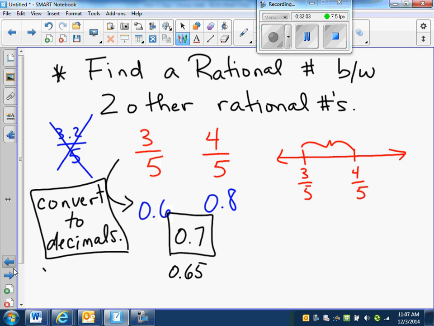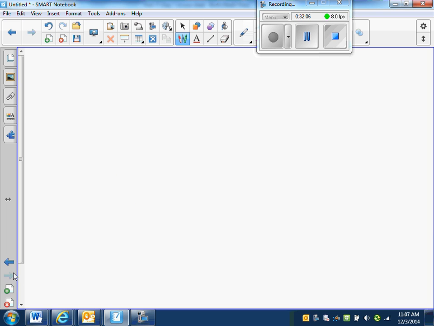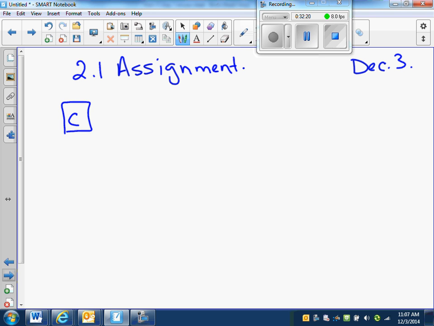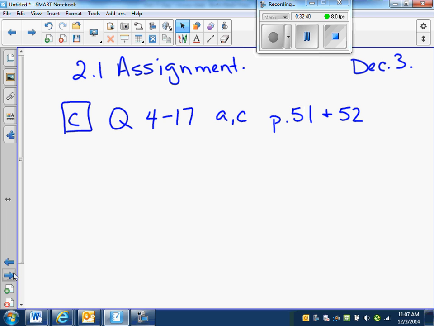The board's kind of choking here a little bit. Okay, so 2.1 assignment. We've got December 3 here. For C, I'd like you to do questions 4 to 17, A and C, page 51 and 52. So those are just kind of the straight up fraction skills.